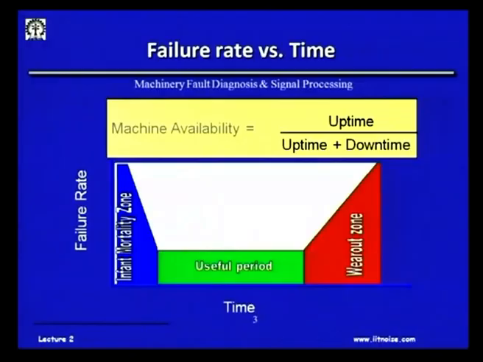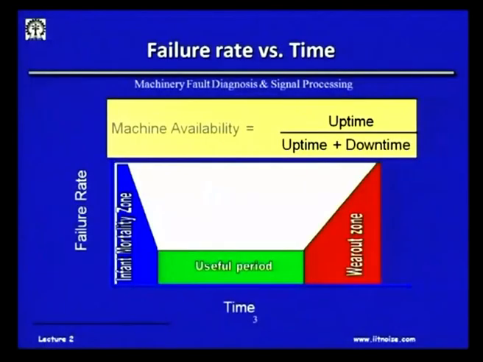And then once these teething troubles are taken care of in an equipment, foundation problems could be another. We have this green period, which is known as the useful period of this machine. And again, despite our best maintenance efforts, at some point in time you will see that failures happen quite often in the machine, and a point will come when you will find that it is more expensive to maintain a machine than to buy a new machine.